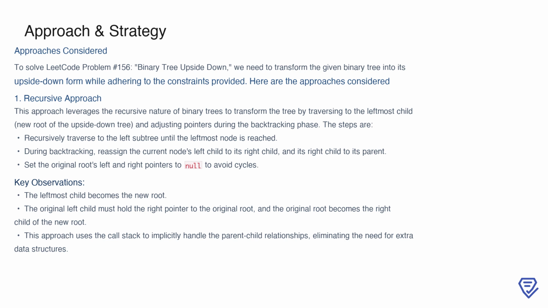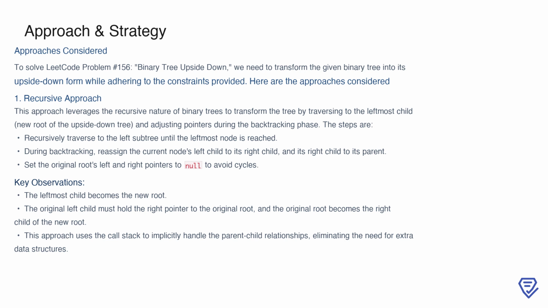The first is the recursive approach, which leverages the natural hierarchical structure of binary trees. In this method, we recursively traverse down to the leftmost node, which will become the new root of the upside down tree. During the backtracking phase, we adjust the pointers so that the current node's left child points to its right child, and the right child points to its parent.